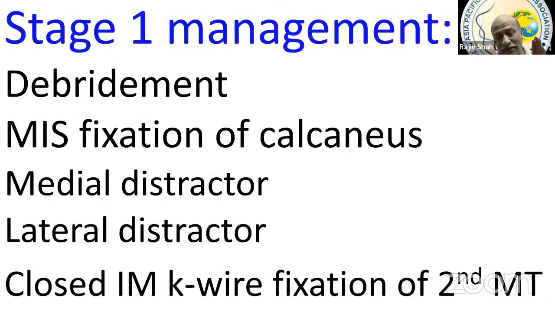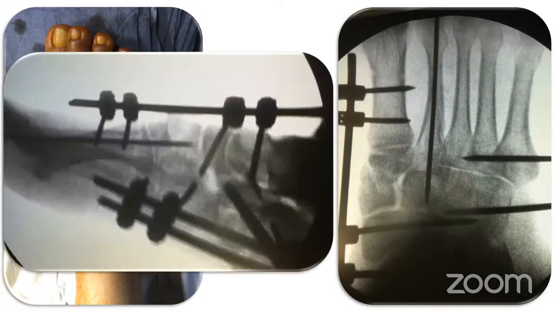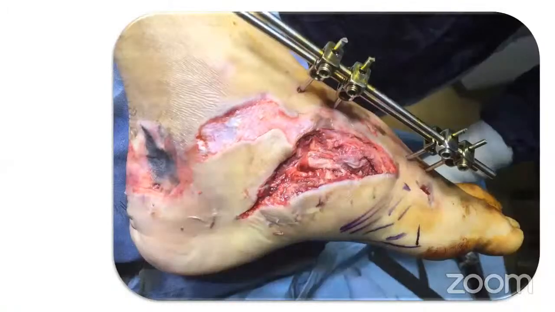So in stage 1, we went in and did the debridement. MIS fixation of the calcaneus was tried. Medial distractor, lateral distractor, and closed intramedullary K-wire fixation of the second metatarsal. So this is how the picture looked after our medial as well as lateral distractor. We thought we had done a very good job and we were happy. Very good. And no, it was not good.